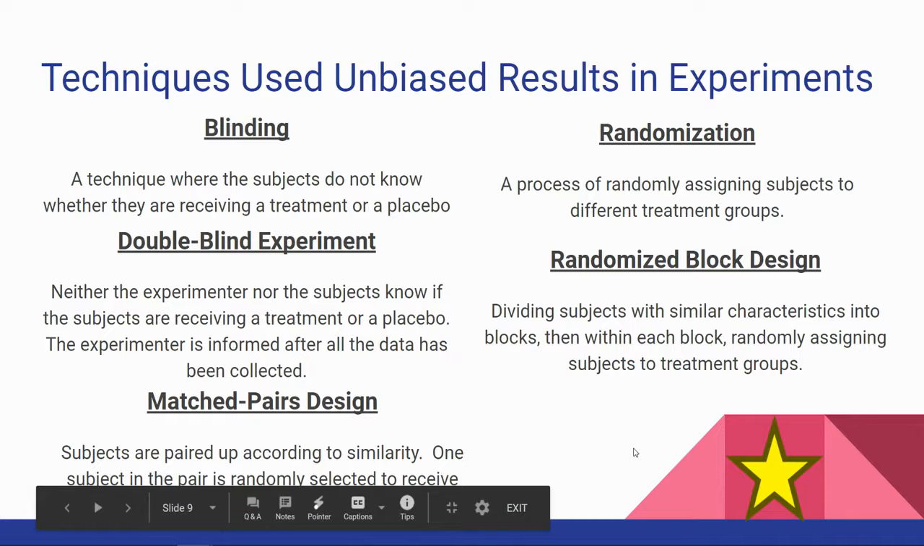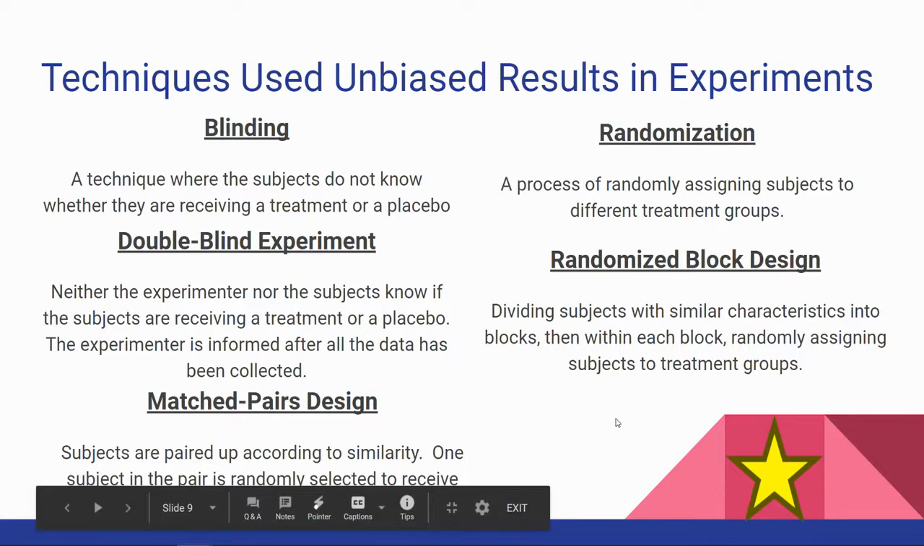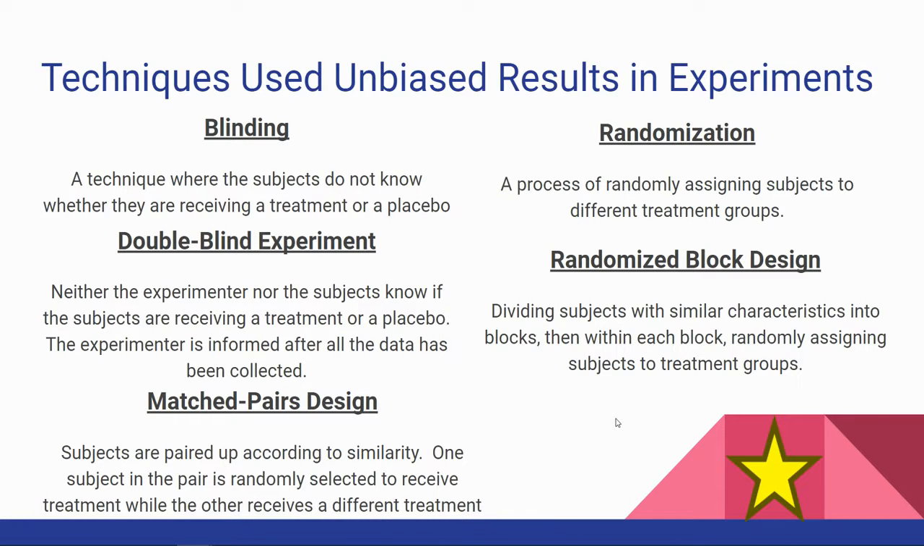Techniques used to get unbiased results in experiments. We use something called blinding. It's a technique where subjects do not know whether they are receiving a treatment or a placebo. In that case, the doctor or the person doing the experiment knows which subjects are receiving it, but the person receiving it does not know. A double-blind experiment is where both the experimenter and the subjects don't know.